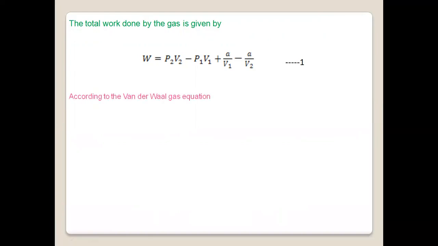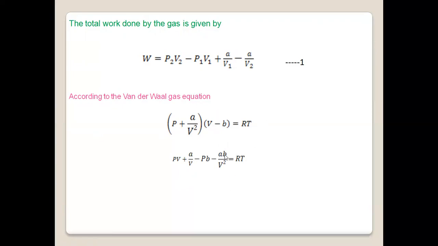According to the van der Waals gas equation, as we already discussed earlier, (P plus A by V square) into (V minus B) is equal to RT, where P and V are pressure and volume, A and B are small constants, R is the universal gas constant, and T is the absolute temperature. By expanding this, P into V is PV, A by V square into V is A by V, minus P into B is PB, and minus A into B by V square, that is equal to RT.